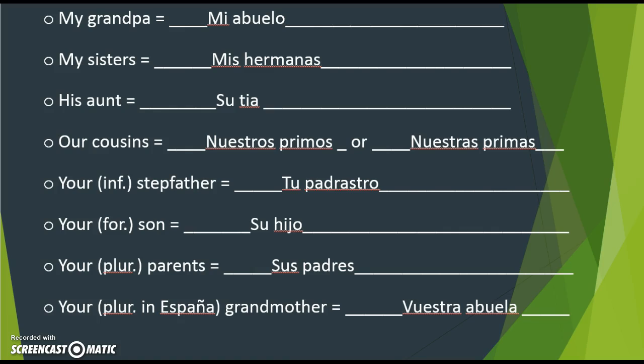Your stepfather. Here I have the informal form of your. Tu padrastro. Your formal son, su hijo. Your plural parents, sus padres. And here I would use this kind of your if I'm perhaps talking about the parents of multiple children. Siblings, in other words. And finally, your grandmother. The grandmother of you all. Vuestra abuela.